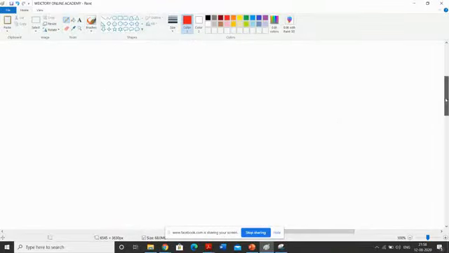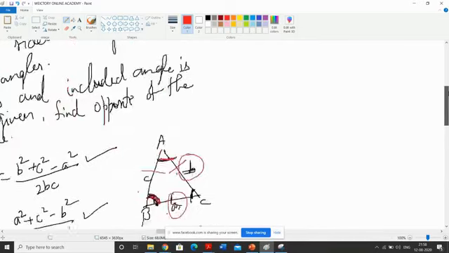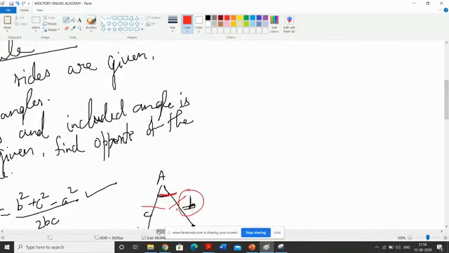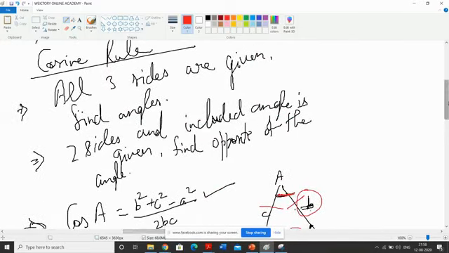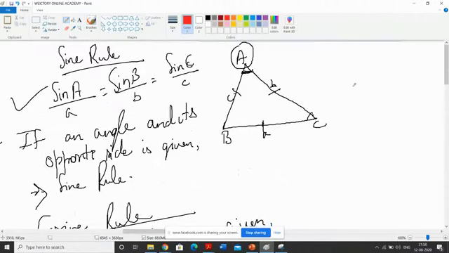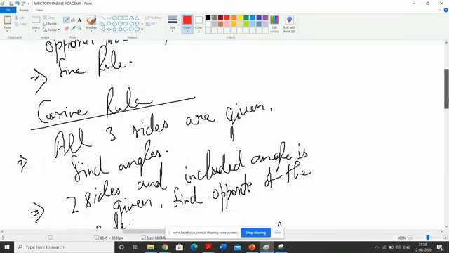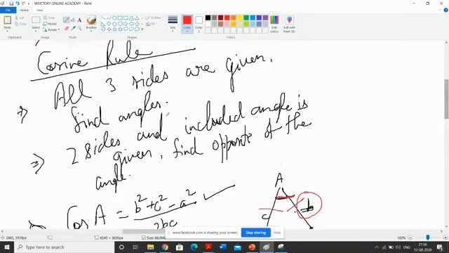Let me revise the sine and cosine rule again. Sine rule: we can apply sine rule when an angle and its opposite side are given to you. So if one angle and its opposite side are given, we can find all other things. So sine A over A is equal to sine B over B is equal to sine C over C. That's the sine rule.